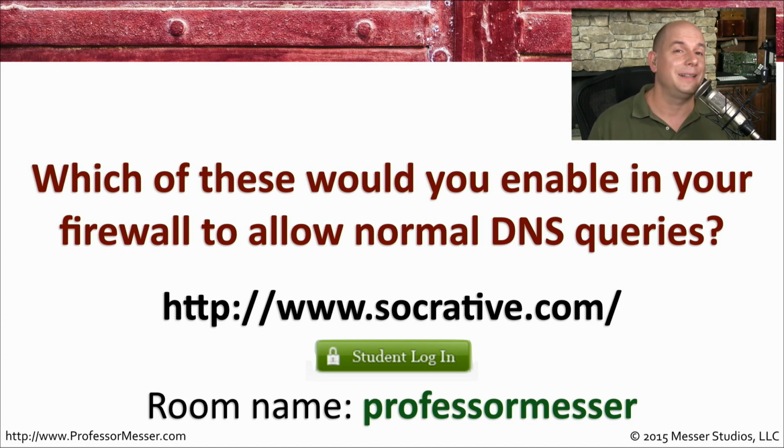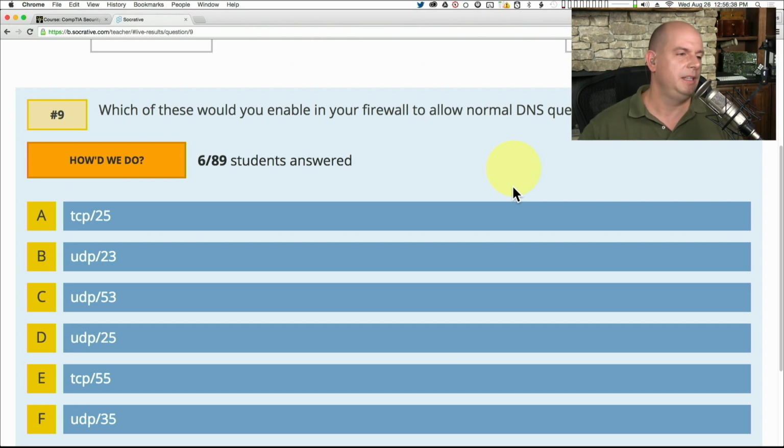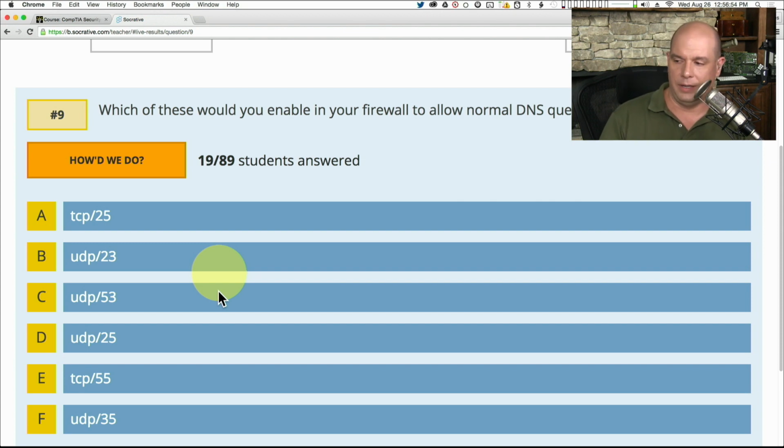So you have to know things like port numbers. So I gave you a bunch of port numbers. These port numbers look very similar to each other, however. Is this TCP 25, UDP 23, UDP 53, UDP 25, TCP 55, or UDP 35? It's got to be one of these, right? So which of these would you turn on, enable in your firewall to allow normal DNS queries?